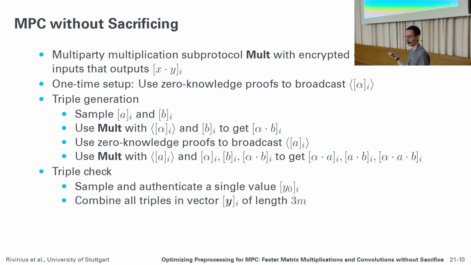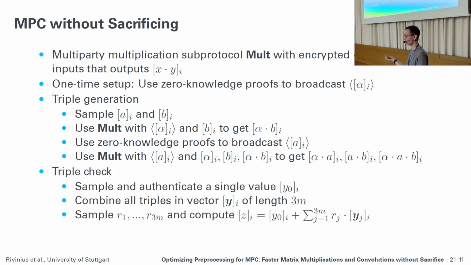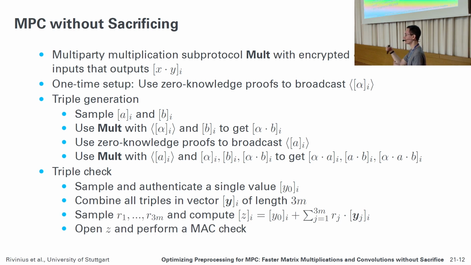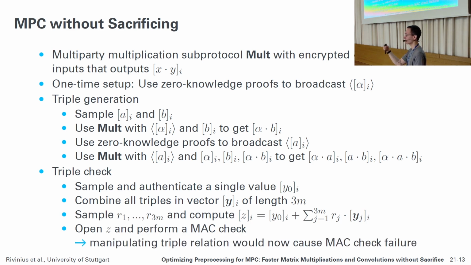And then if you later do the MAC check on this, these operations are chosen in a way that if you cheat with A, then the second MAC check would fail, and if you cheat with B, then the first MAC check would fail. So you can avoid the sacrificing and just do one MAC check in both phases.